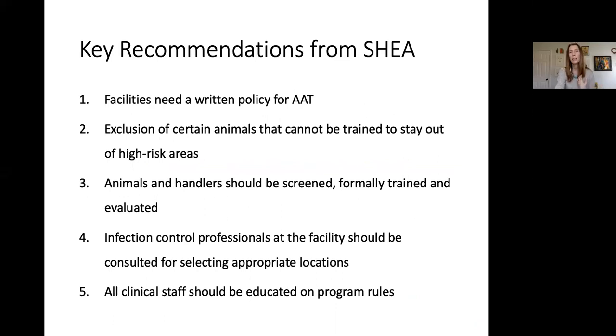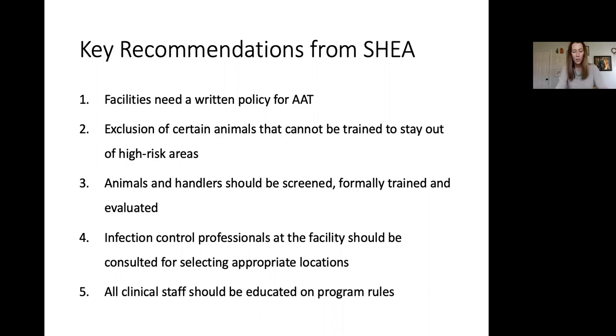Now, I am not a member of SHEA. I can't speak for the organization. They do have their guidelines, which are available, and you can print them out and order copies and things like that. But I do think it's important to go through some of these recommendations because we need to be thinking ahead and figuring out ways in which we can make a safer interaction between our humans and our animals.